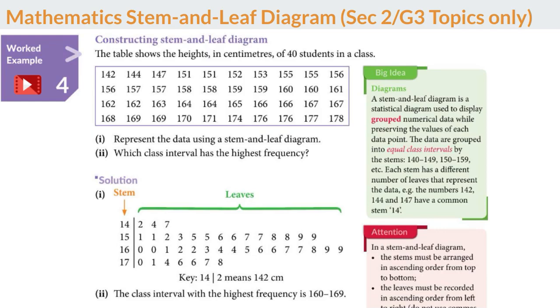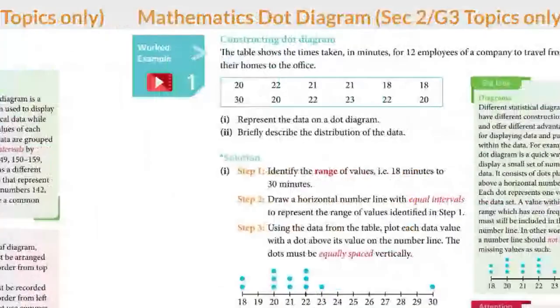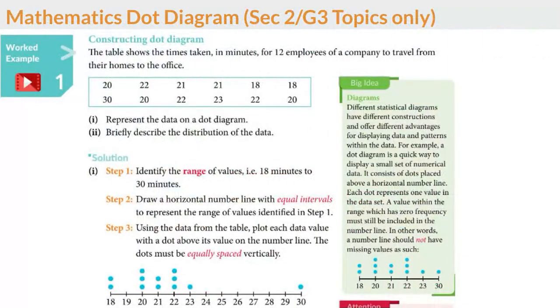Next is the dot diagram. A dot diagram is basically where you have a chain of numbers and you will need to match it to the number of occurrences. So however many times a number occurs, you will need to draw that many dots.